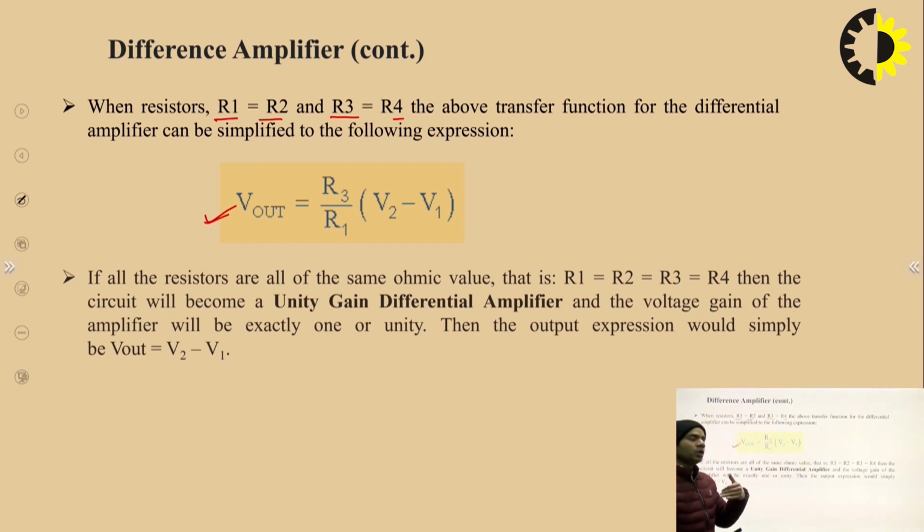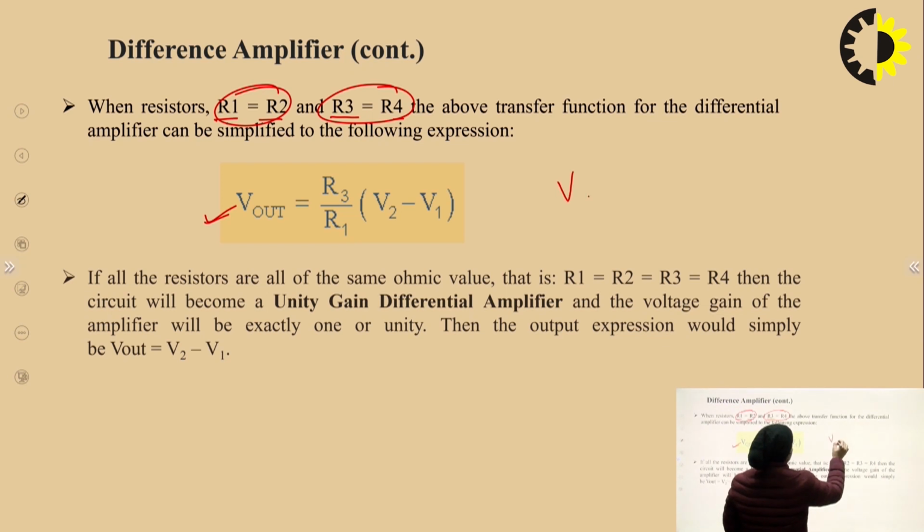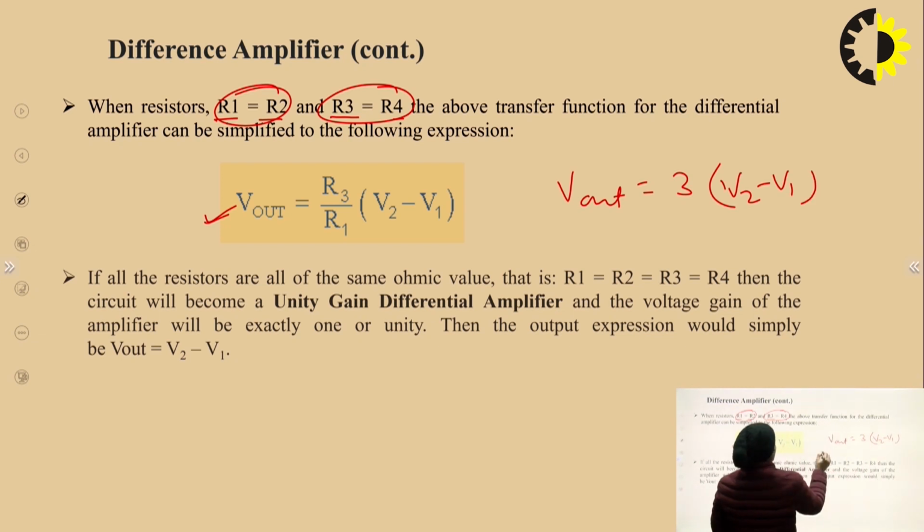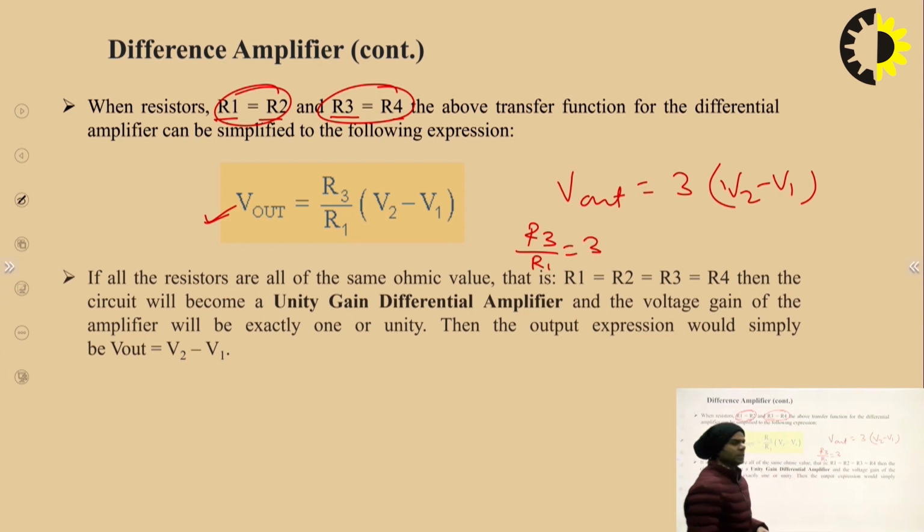And even if you want that you should get only the difference of two individual inputs, by considering R1 is equal to R2 and R3 is equal to R4, you can amplify the difference V2 and V1 by any factor. For example, if you want the output to be equal to 3 times V2 minus V1, then you can opt R3 upon R1 is equal to 3. That means you can consider any value.